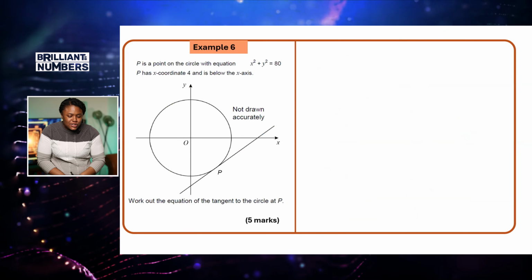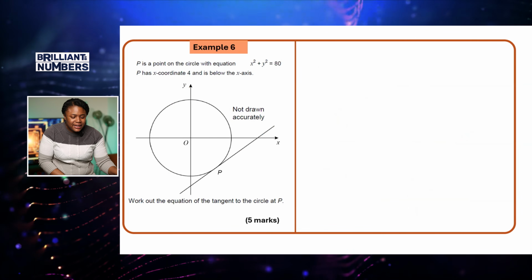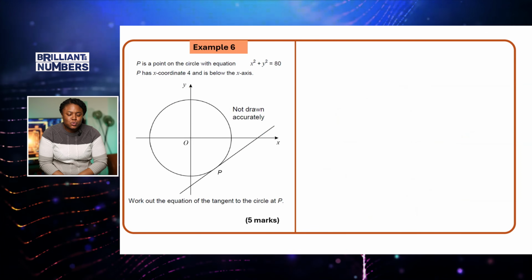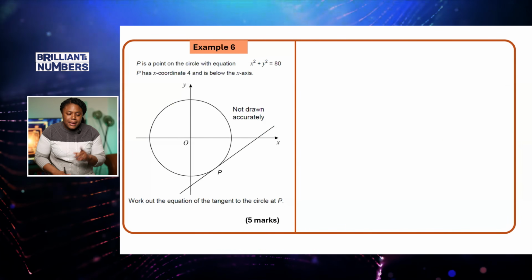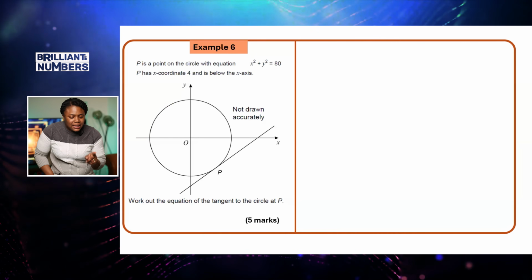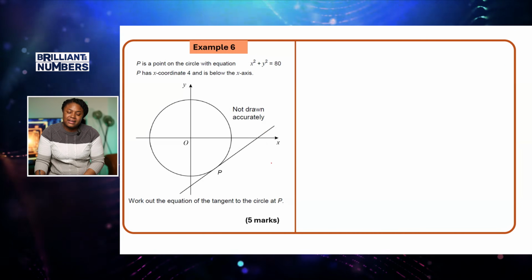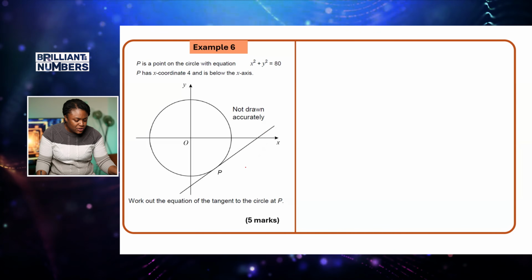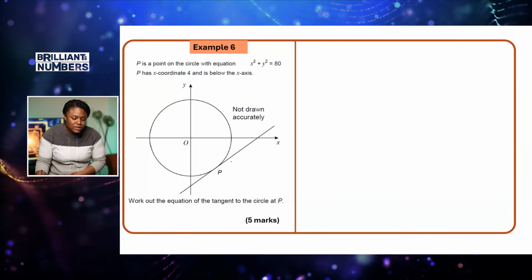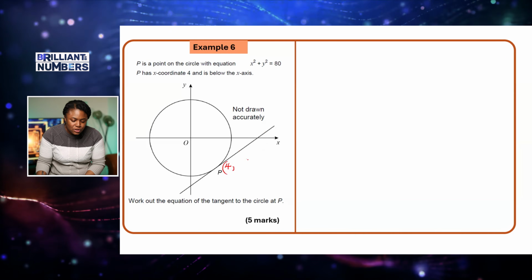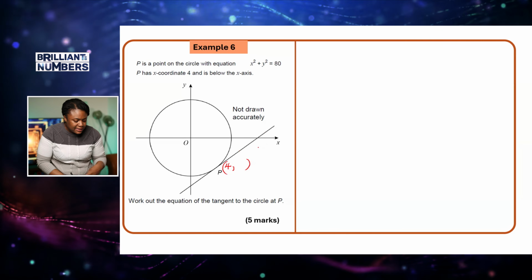So we are going to now move on to another question. Example 6 says P is a point on a circle with equation x squared plus y squared equals 80. P has an x coordinate of 4 and it's below the x-axis. So what I'm going to do is put the x coordinate of 4 here, and I don't know the y, so I'll leave a space there.